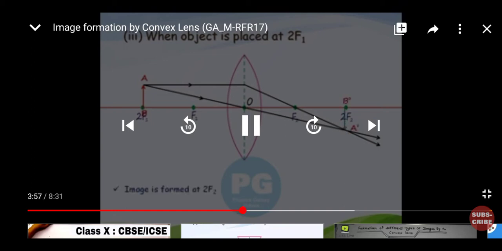So we can say the image is formed at 2f2, which is a real and inverted image, as it is formed by the actual meeting of two refracted rays. And it is of the same size as the object.